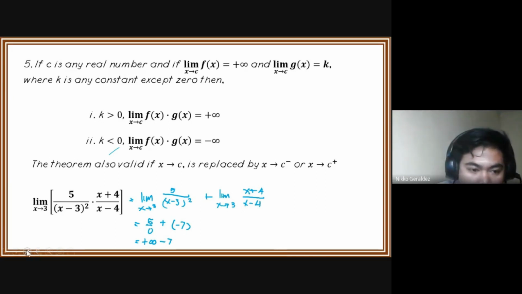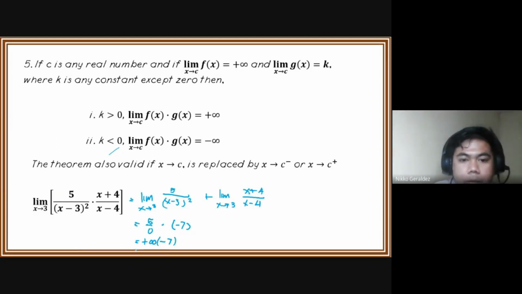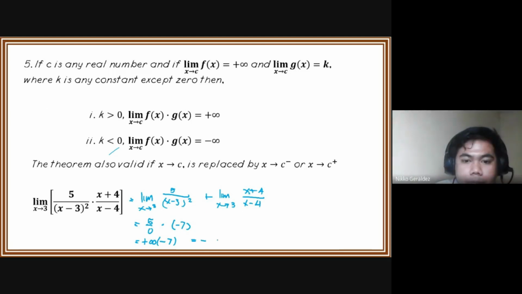Times, sorry. Hindi pala plus. So times negative 7. So positive infinity times negative 7. So then k is negative. So k is negative, so that is negative infinity. So yun.